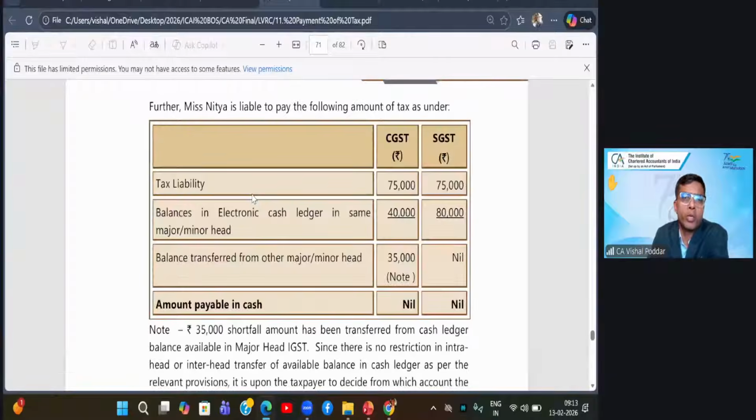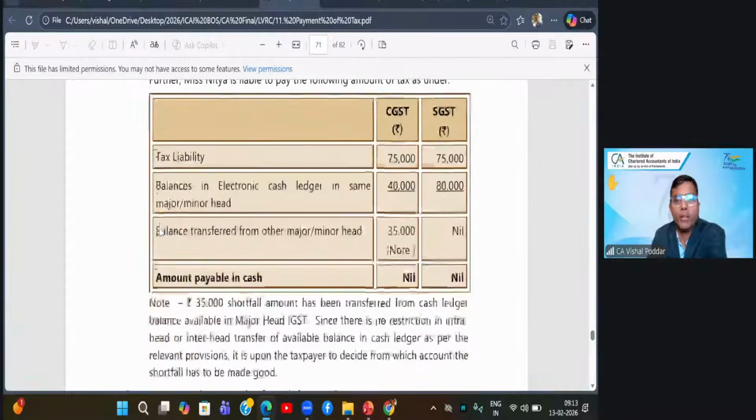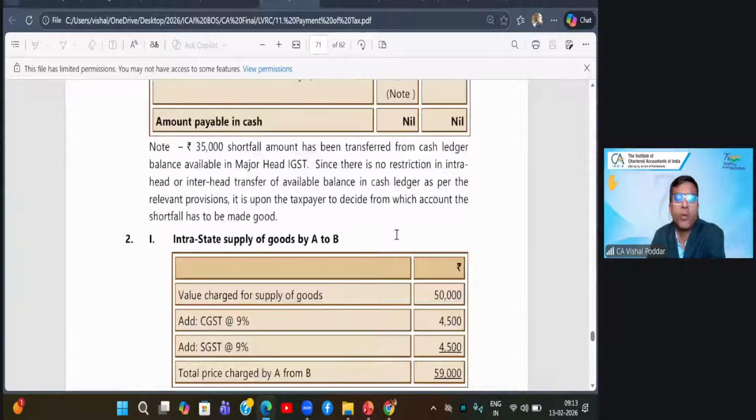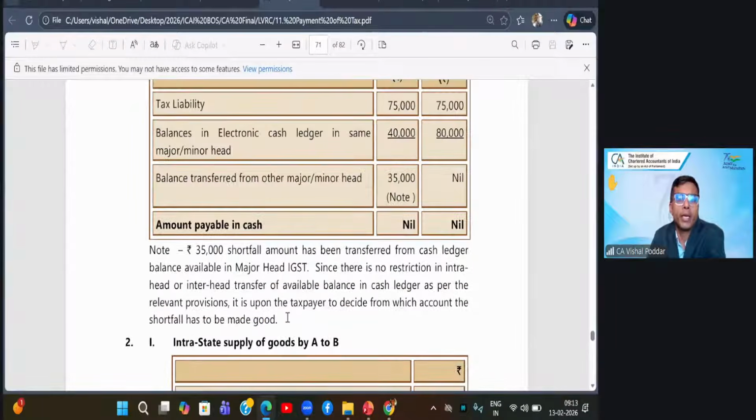The only thing you have to do is shift the balances. How? You already have 40,000, so the balance 35,000 you have to shift to your CGST tax head so that whatever balance is required will be zero, and then you pay off your entire liability. Is this clear? Yes, sir. Great.